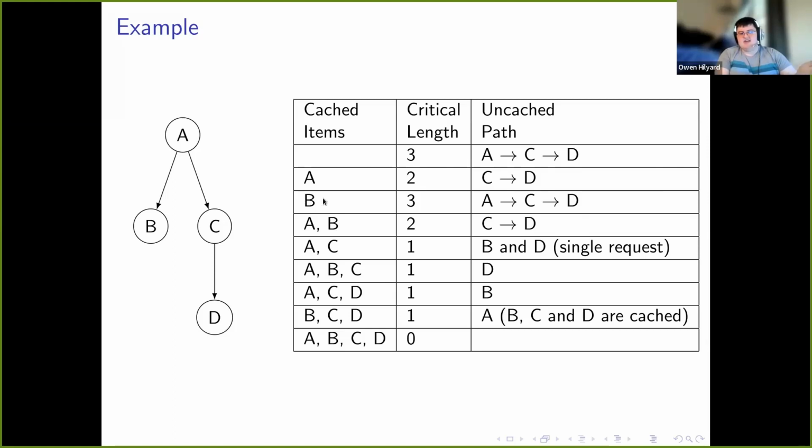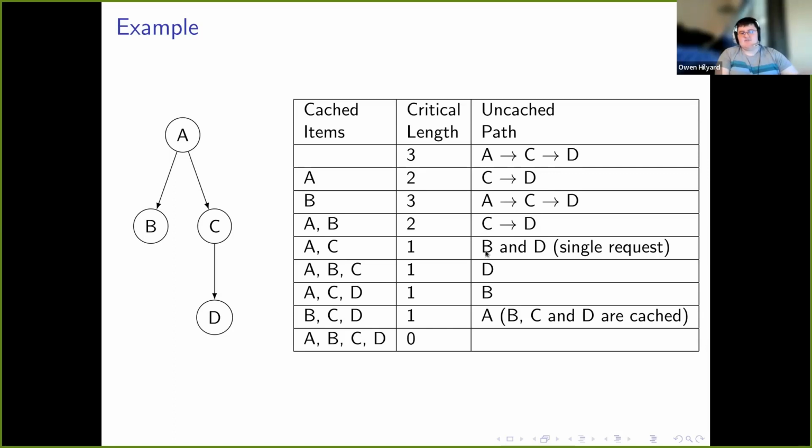If we cache B, it doesn't do anything. So all we've done is wasted space because we still need to get A, then C, then D, so we haven't actually achieved any speed up. If we cache A and B, that's no different than just caching A. Because again, you need C and D, so you've wasted space.